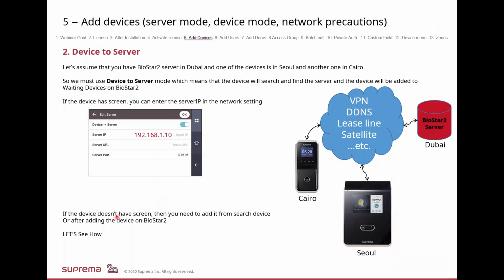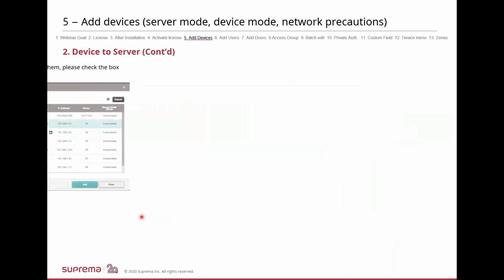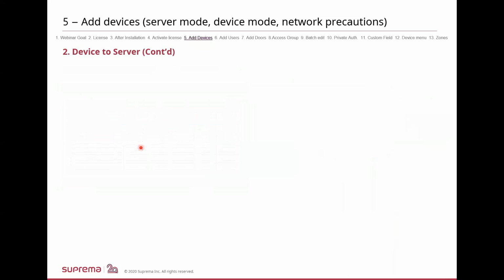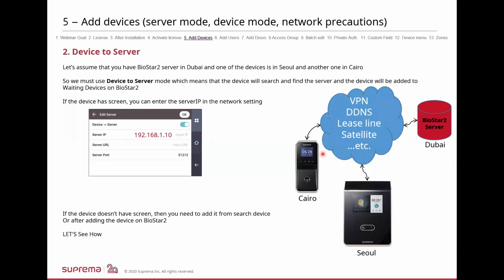But what if the device doesn't have a screen? Then what should we do? Let's see how. When you search for the devices in your Dubai office, or you install BioStar 2 locally in Seoul or Cairo on a local PC, because the server, we agreed, is in Dubai. Please remember the setup: the server in Dubai, a device in Seoul, a device in Cairo. If the devices have a screen, we have no issues. What if the devices don't have a screen?